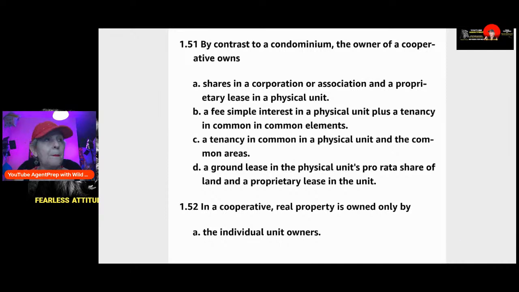Okay, number 51. By contrast to a condominium, the owner of a cooperative owns. Okay, so now we're looking at a condominium and a cooperative, 2 different types. Okay, so A, share in a corporation or association and a proprietary lease in a physical unit. B, a fee simple interest in a physical unit plus a tenancy in common elements. Or C, a tenancy in common in a physical unit and the common areas. Or D, a ground lease in the physical unit's pro rata share of land and proprietary lease in the unit.